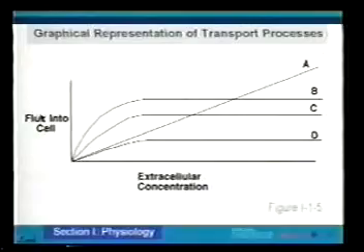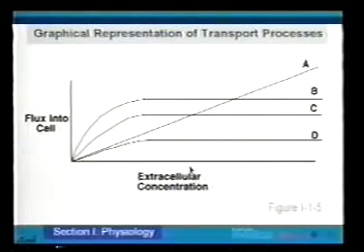Now, I want to emphasize, flux into the cell is how fast the molecules are moving across the membrane. So what is plotted here is the concentration in the extracellular environment versus how fast the molecules are moving across the membrane. And we have 4 different curves shown on this graph. Underneath this figure in your notes, you have specific questions related to this graph.